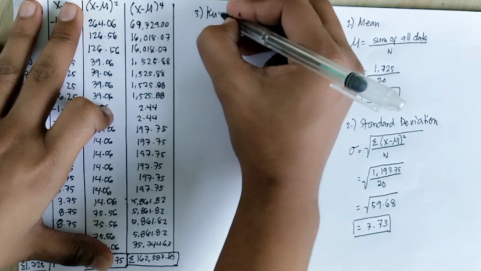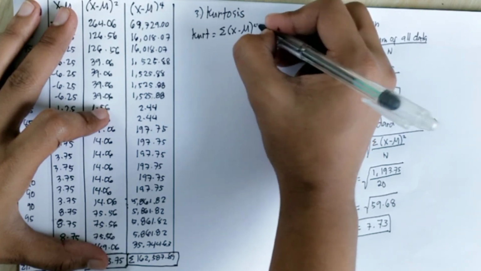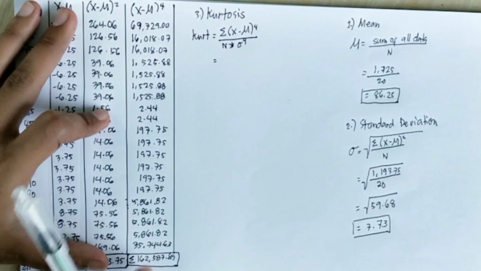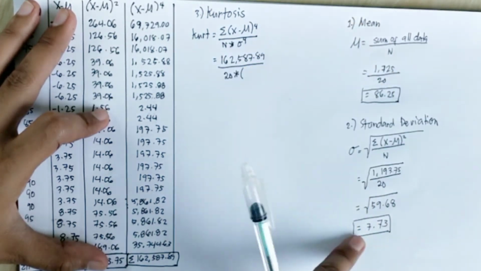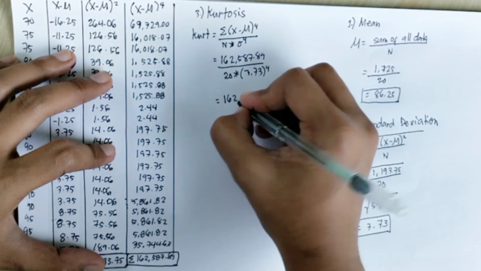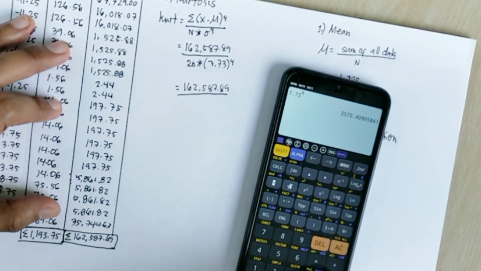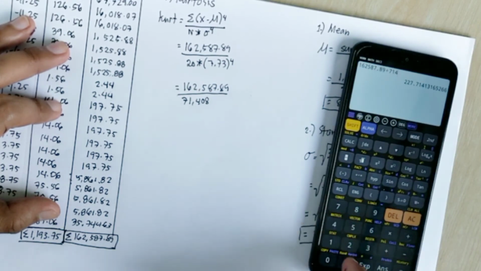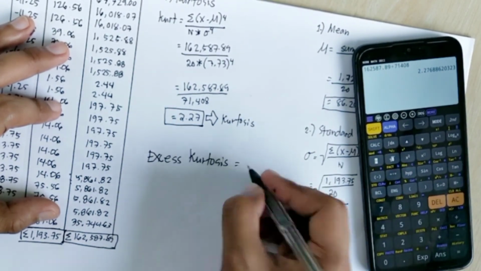Now, we are all set to get the kurtosis. The formula in getting the kurtosis of a population data is Kurt is equal to the summation of x minus population mean raised to the fourth power, all over n multiplied by the standard deviation raised to 4. The kurtosis is 2.27.